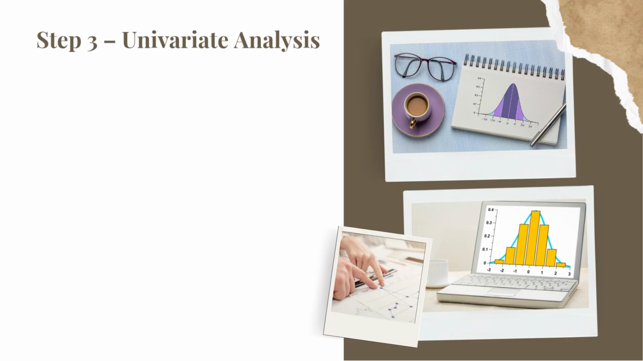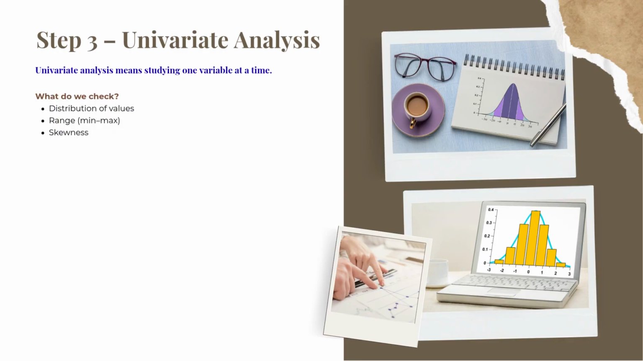So, next step is univariate analysis. This means studying one variable at a time. Here, what do we check? We check the distribution of values, and we check the range, min max range, and skewness. So for example, how is income distributed and what is the age spread of the customers? Univariate analysis helps us understand the nature of each variable individually. We get to know: is the data realistic? Is it skewed? Are there any unusual values?